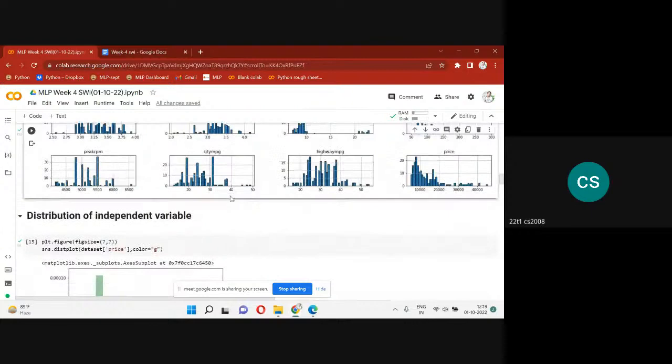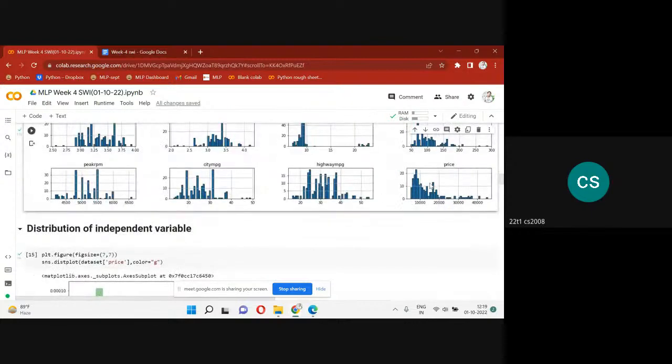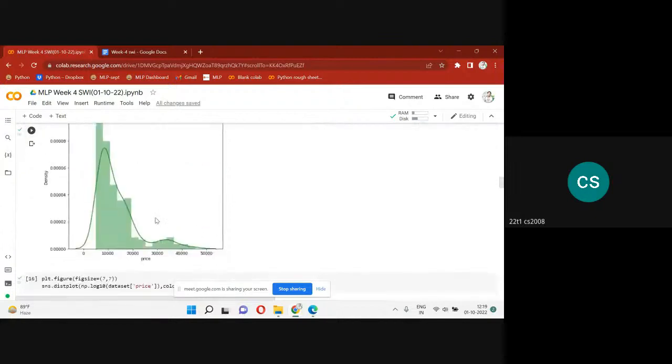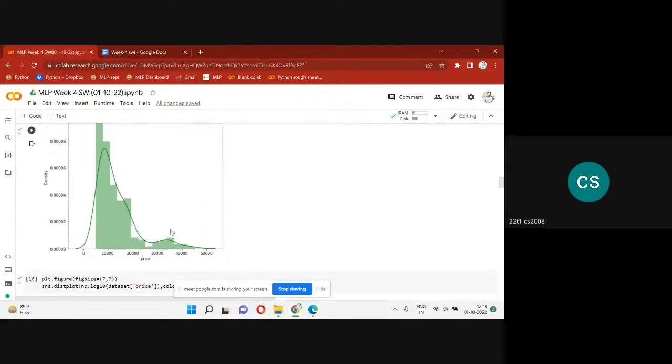So let's now move to this one. Distribution of the dependent variable. Let's plot this graph at least, because since it's the dependent variable, we have to focus on this part only. So that's why I have plotted this again, at least as a bigger graph to get more insights. So we have plotted price here.